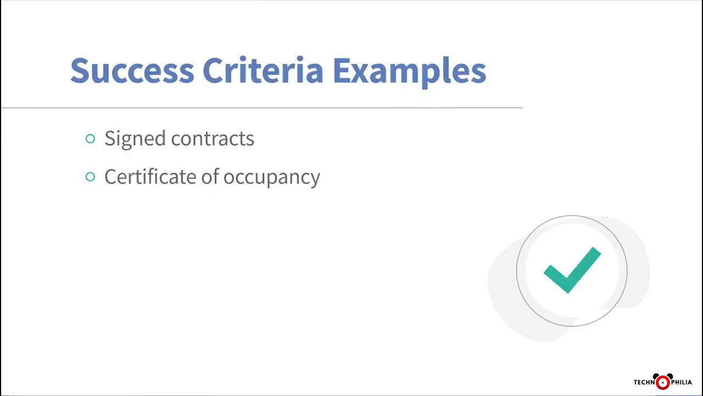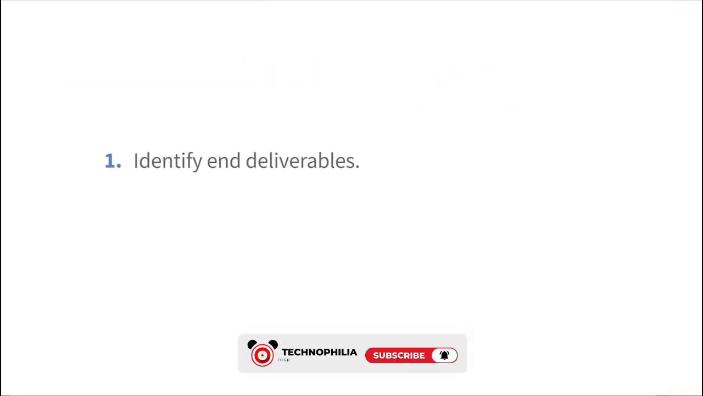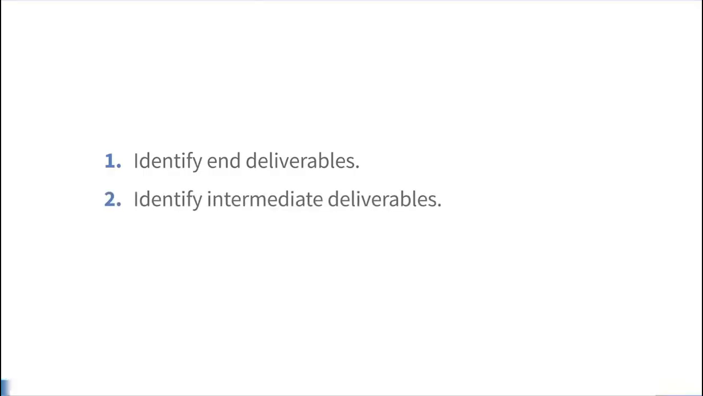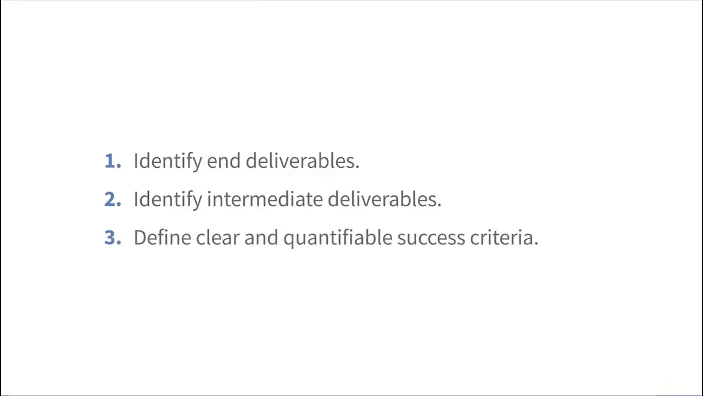To be effective, write success criteria that are clear and quantifiable. For the scheduling project, you might define success for increased customer satisfaction as a 4 out of 5 rating on customer surveys. Deliverables are the results your project is supposed to deliver. Success criteria help you determine whether those deliverables are what you need. For practice, try to identify some end and intermediate deliverables for the hospital scheduling project. Then define success criteria that are clear and quantifiable.